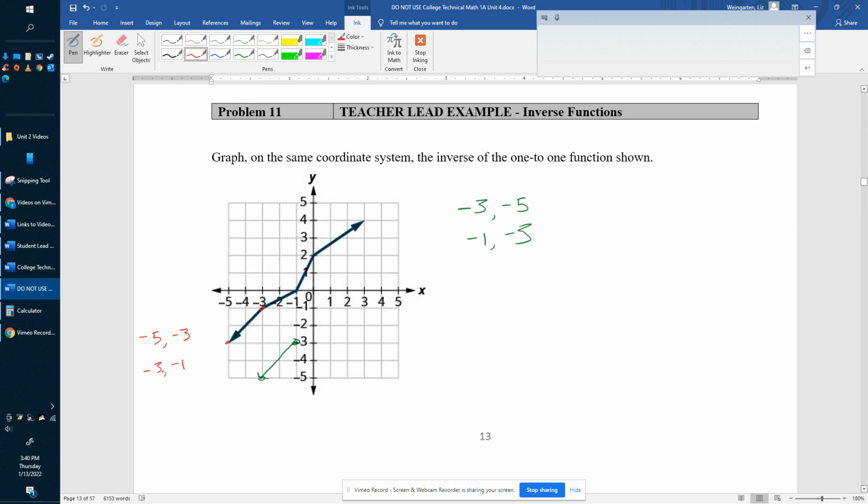Let's look at our next line segment. It goes from -3, -1 to -1, 0. So our next point on our inverse is going to be flipped around. It's going to be 0, -1. So x is 0, y is -1. It's going to be right here.